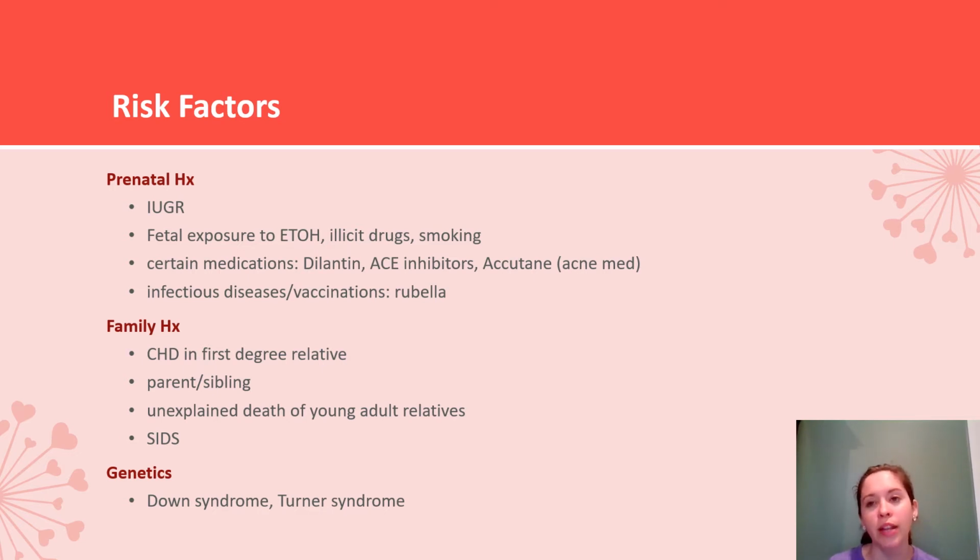Other risk factors can be related to the maternal health. So the mom's health while the baby is in utero can affect the baby having a potential risk for developing a congenital heart defect. So if the mom exposes the fetus to alcohol or illicit drugs like cocaine, heroin, or smokes a lot of tobacco, that can increase the risk for the baby to have a congenital heart defect. Also, if the mom gets a rubella vaccine or is infected with rubella when she is pregnant, that is an increased risk for the patient to have a congenital heart defect.